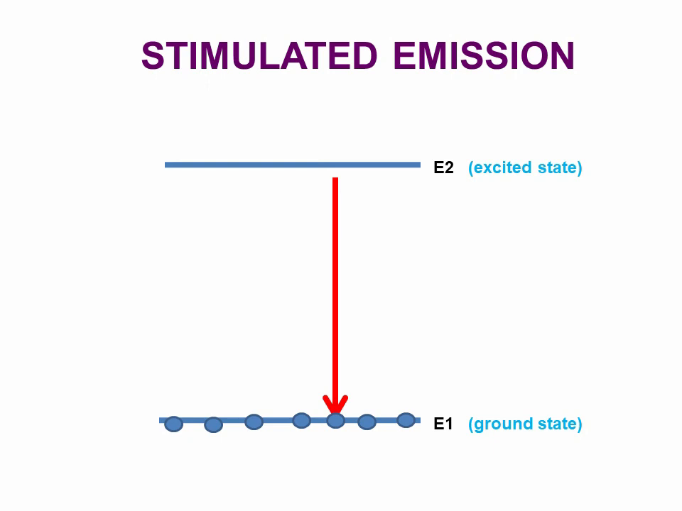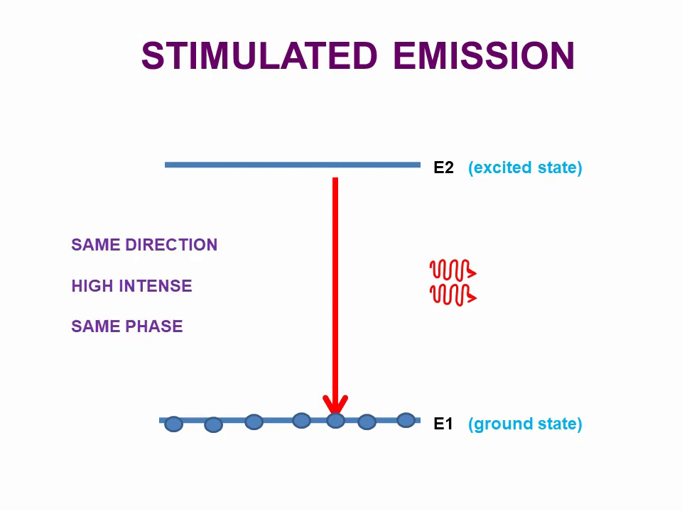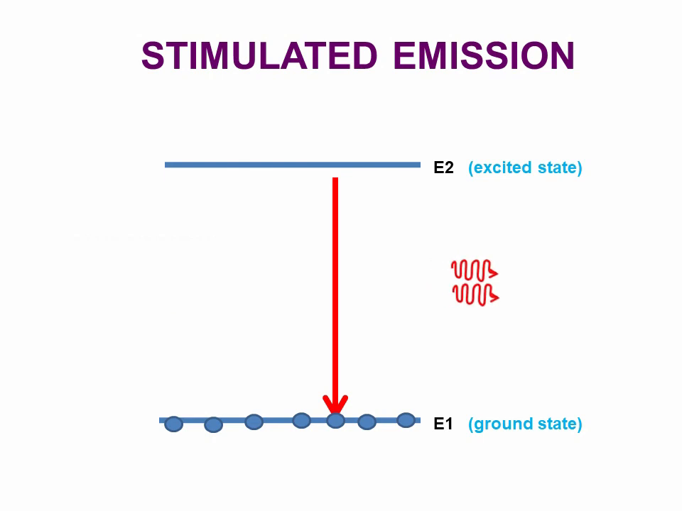Now, we have two photons, one is the triggering photon and another one is the emitted photon. Both are in the same direction, same phase and high intensity. These are the properties of coherence. So, in this process, laser comes out from that material. So, ultimately we can say the stimulated emission process is the key factor of laser.